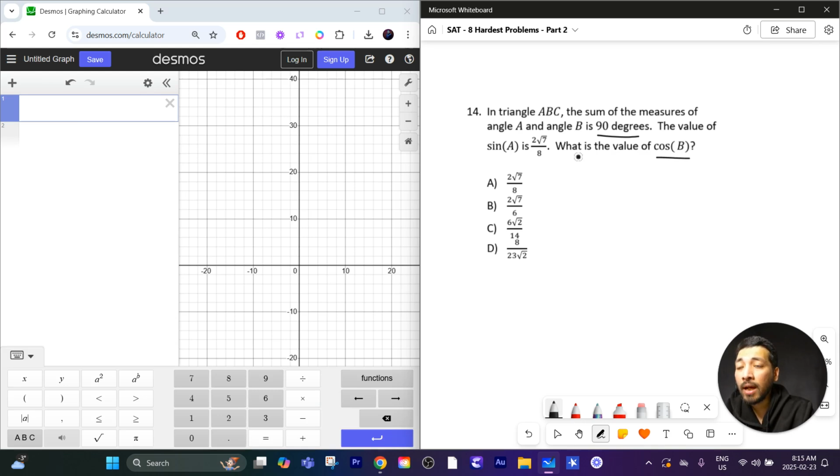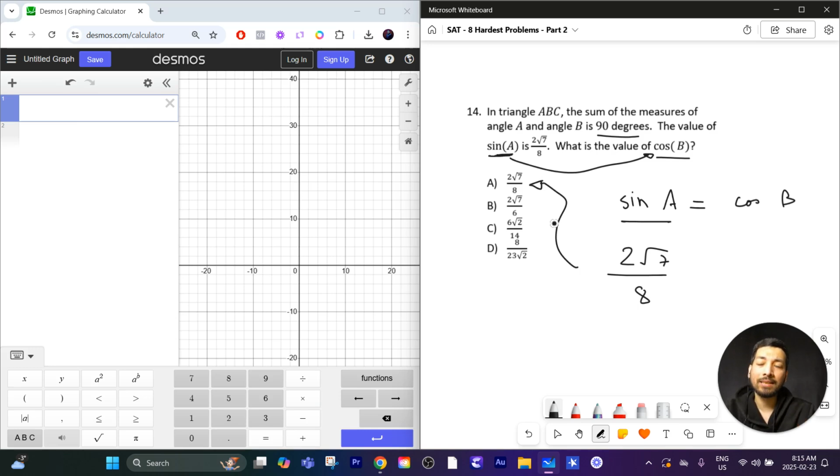Now, whenever I know that the sum of any two angles is 90 degrees, immediately I know that they are complements of each other. So that means sine of one angle would be the cos of the other angle. And that means this sine A is equal to cos B, and sine A is 2 root 7 over 8. That means option A is the right answer. That's how you solve this problem. Perfect. Let me know if you have any other strategy to solve this problem quickly. Would love to know your feedback as well.